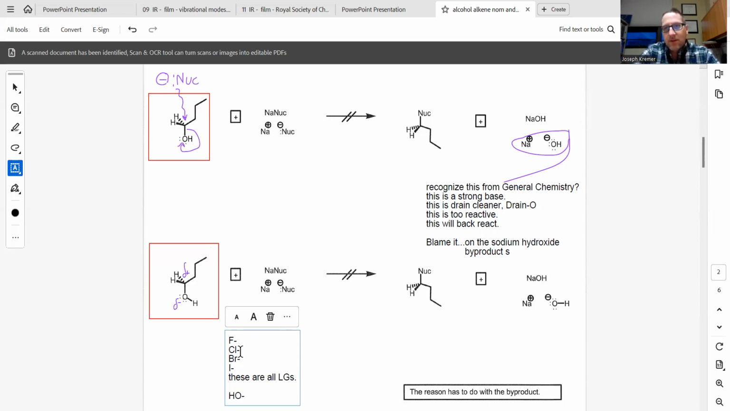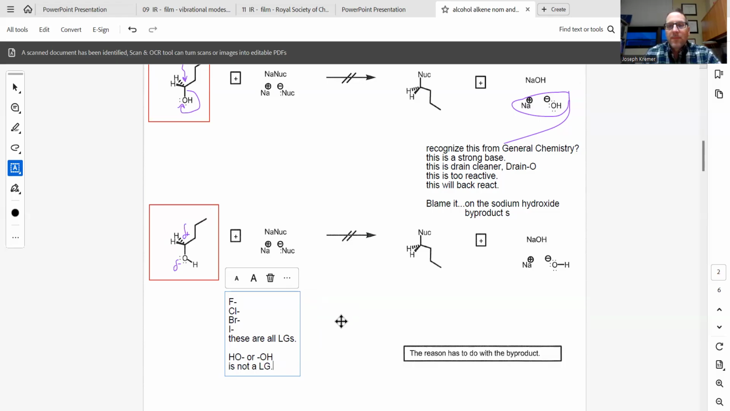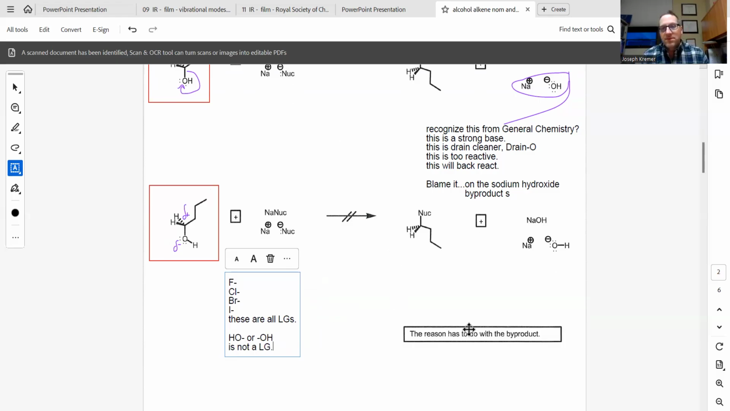Hydroxide, I drew it like that because the negative charge is on the oxygen. Or you can draw it like this, not OH minus. This is terrible because you're telling your audience that the negative charge is on hydrogen and it's not. This is bad form. It's lazy in terms of presenting structures. It's inaccurate. So hydroxide is not a leaving group. LG stands for leaving group. The reason has to do with the byproduct.